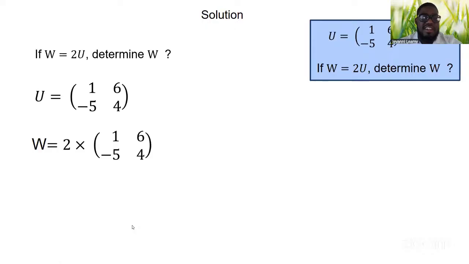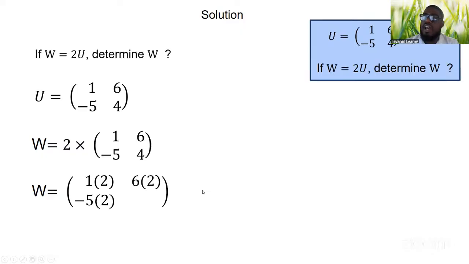2 multiplied by negative 5. All right, negative 10. 2 multiplied by 6. Okay, and 2 multiplied by 4. All right, good. So that will give us that value.